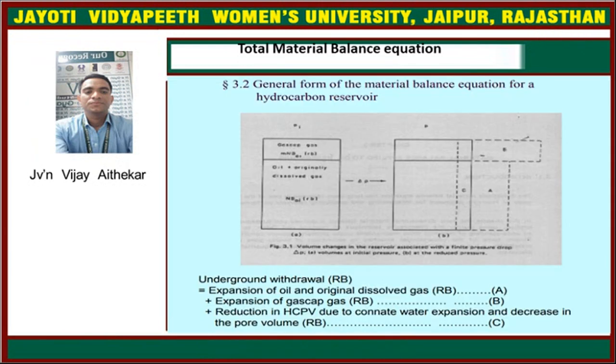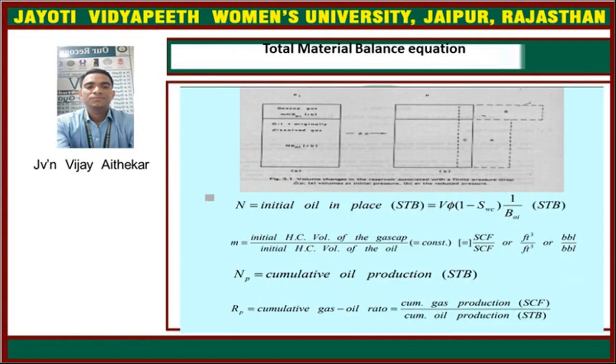General form of the material balance for a hydrocarbon reservoir undergoing withdrawal: expansion of oil and originally dissolved gas, expansion of the gas cap, and reduction in hydrocarbon pore volume due to connate water expansion and decrease in the pore volume, equals the initial oil in place, in STB.